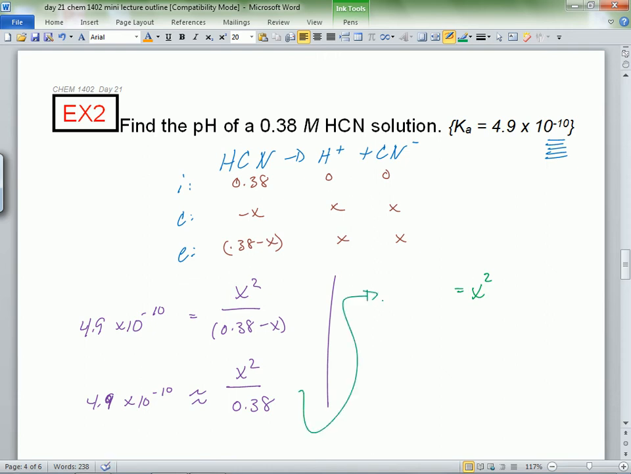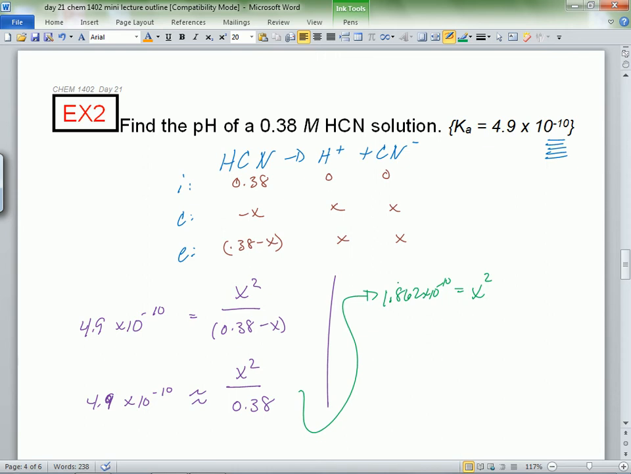Oh, I just want to write an intermediate step in case someone screws up. 4.9 times 10 to the negative 10 times 0.38, about 1.862 times 10 to the negative 10. So I have to take the square root. I took 4.9 times 10 to the negative 10 times 0.38, and I got 1.862 times 10 to the negative 10. Okay. Then I need to take the square root of that.